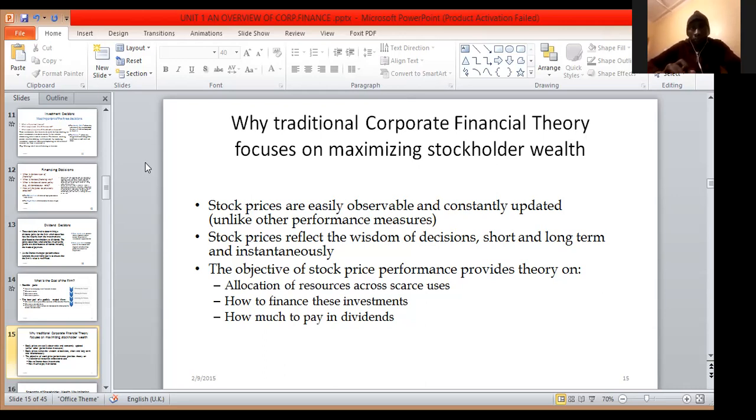Because stock prices are easily observable and constantly updated. You know that last year the share price was 10 kwacha. So go to the stock exchange. What is the share price this year? Oh, it is at 25 kwacha. Oh, shareholder wealth has increased. So that is the reason. Okay.